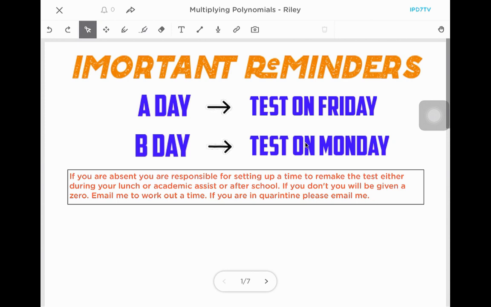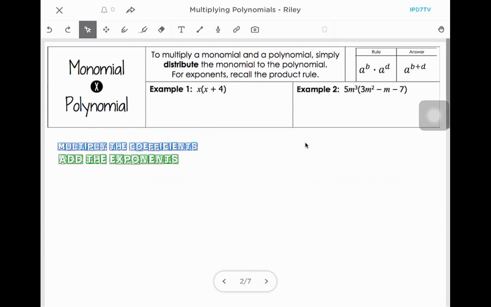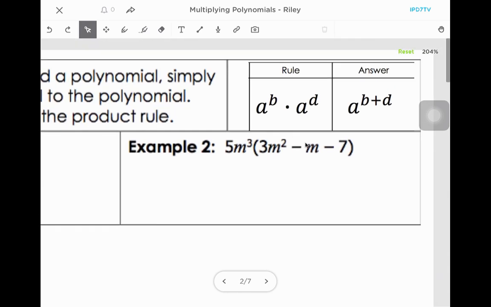All right, so let's go on to multiplying polynomials by a monomial. To do this, we have to remember a rule that you had last year in 8th grade. You learned a bunch of rules when multiplying and dividing and power rules, but the one we're focusing on today is what happens when we multiply numbers with powers. To multiply a monomial and a polynomial, you simply distribute the monomial to the polynomial. Sure, sounds super simple when you use big words. So let's look at this rule.